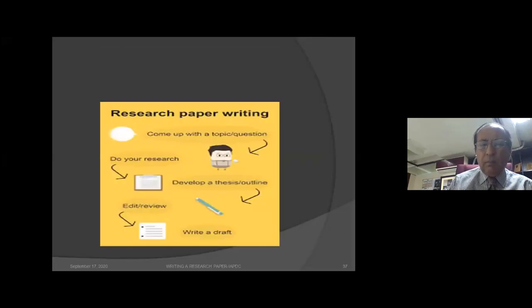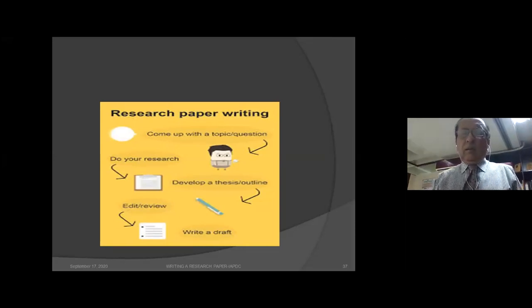So here you see a meme kind of thing about the research paper writing process, very simply explained. Come up with a topic or idea or question, do research on that, find out something, and develop a thesis, outline, write and then edit, review, and then write a draft. So very simple, you see.